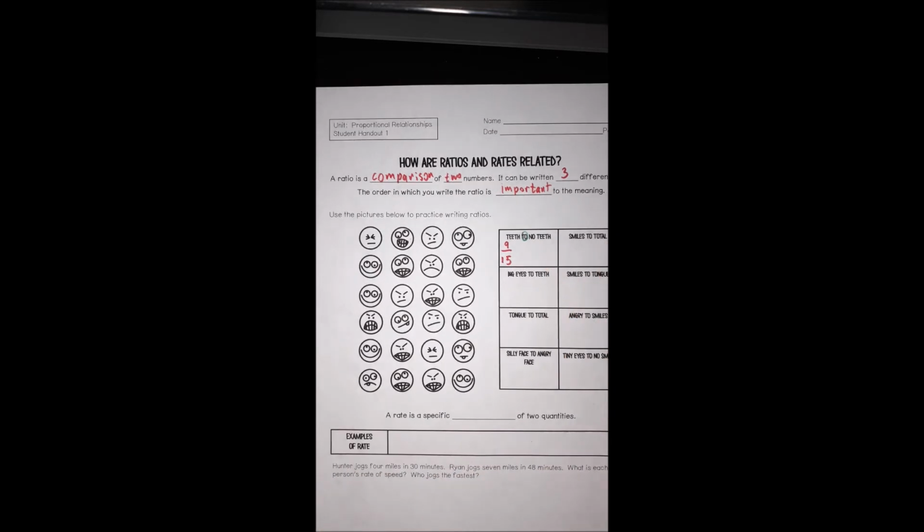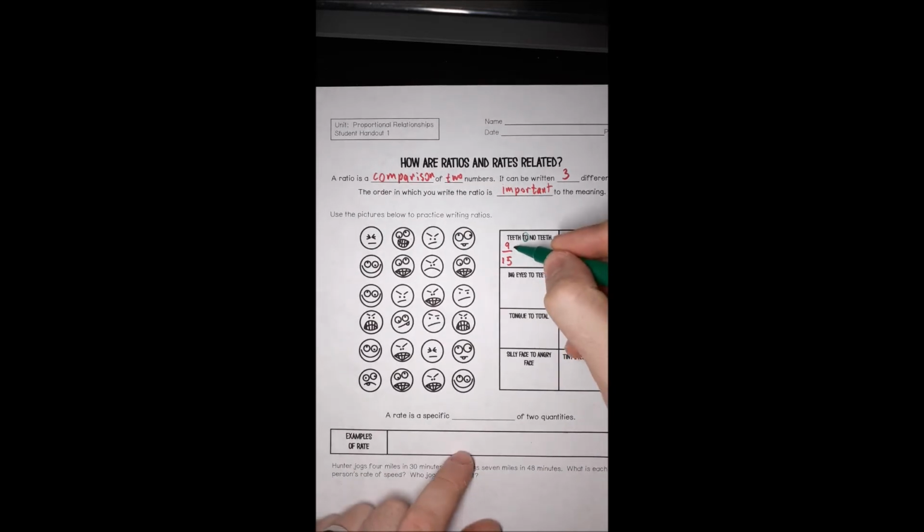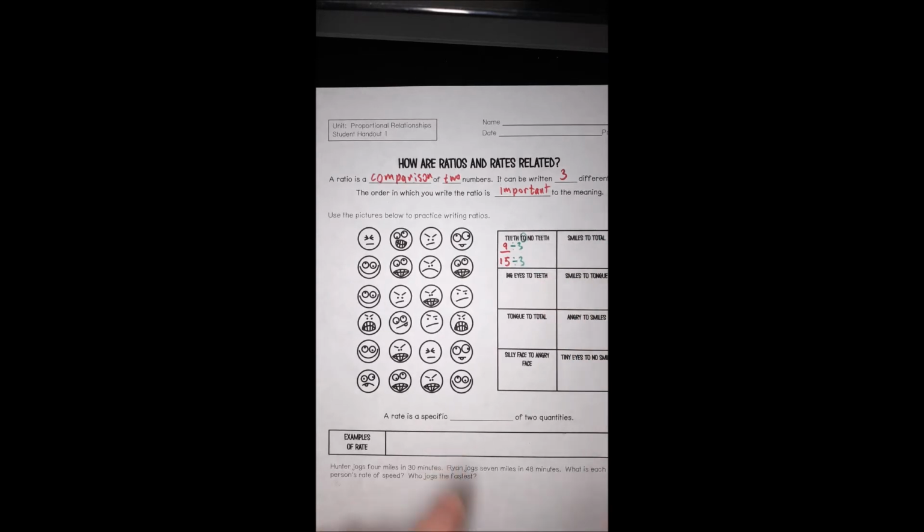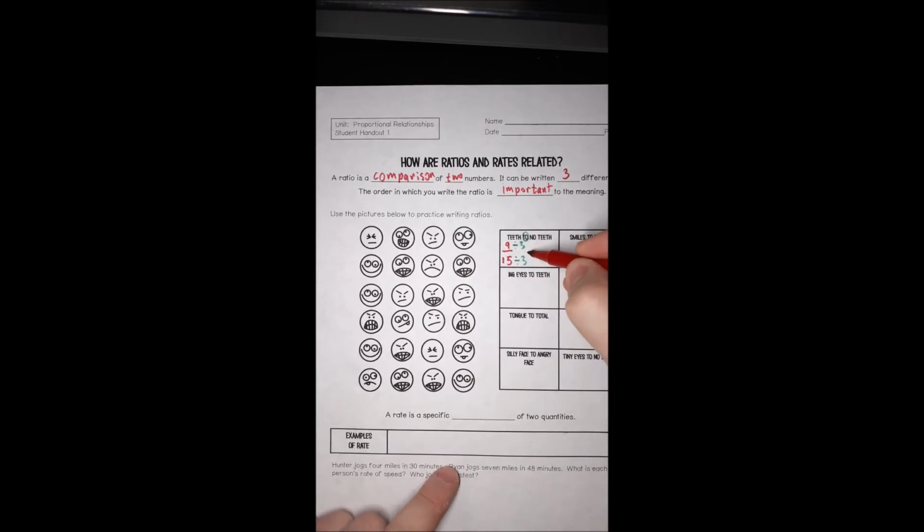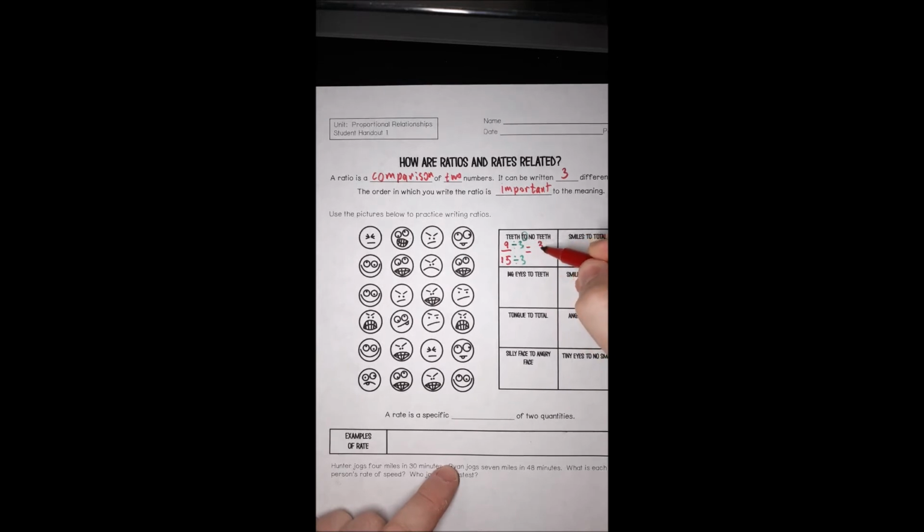So 9 to 15, we need to reduce the fraction. How do we do that? First of all, let's find which number goes into both 9 and 15, and that is 3. So we divide the numerator and denominator by 3, and this is what we get. 9 divided by 3 is 3, 15 divided by 3 is 5, and your final answer for this box is 3 over 5.